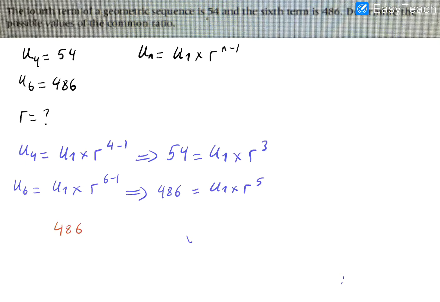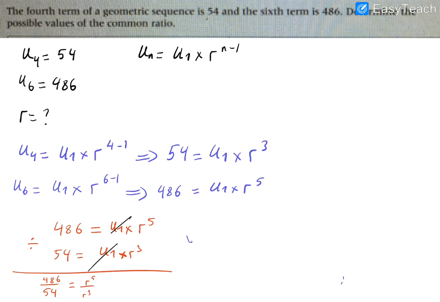The first one is 486 equals u1 times r power of 5, and the second one is 54 equals u1 times r power of 3. So if you divide both of these together, then you will have 486 divided by 54. I just want you to observe this. If you divide u1 by u1, this will leave 1, okay? So you can cancel them. That's equal to r power of 5 over r power of 3.